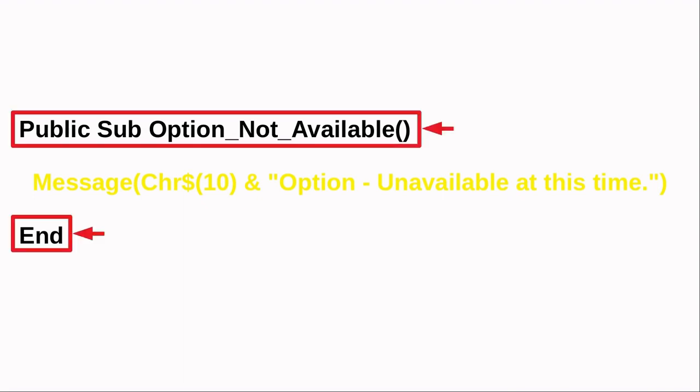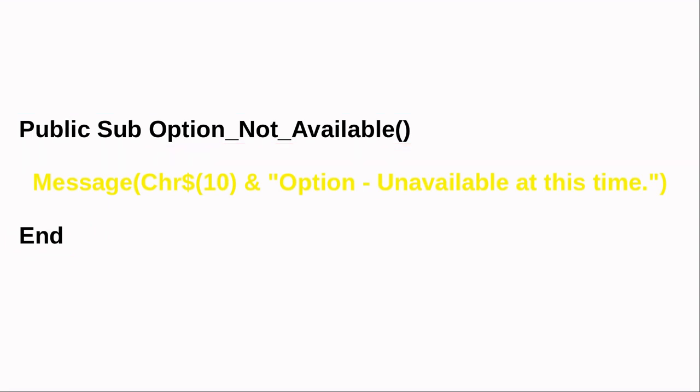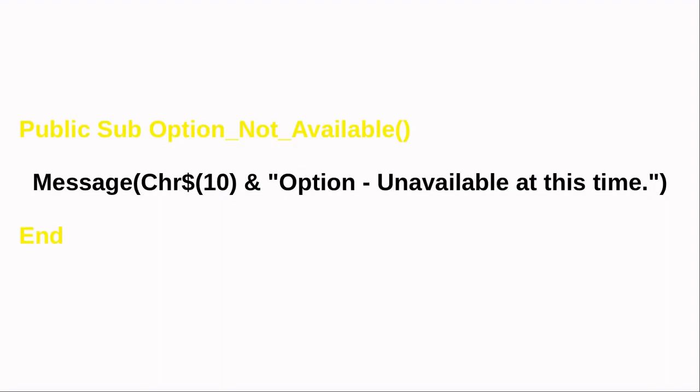Remember, subroutine code blocks begin with a subroutine declaration and terminate with the end statement. And all of the subroutine's code exists between those two program elements. In this example, the subroutine code will output a message box containing a textually formatted message to the user.